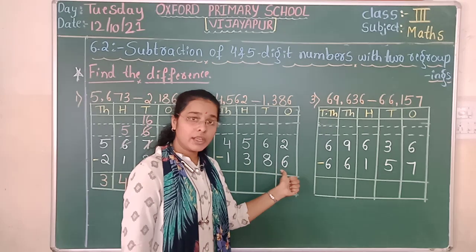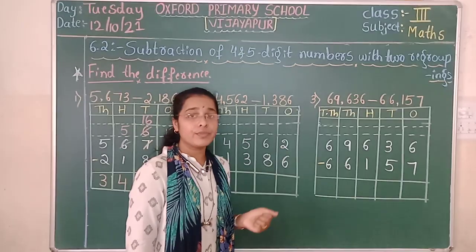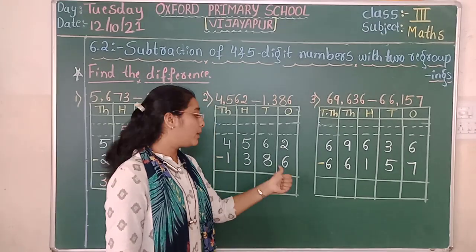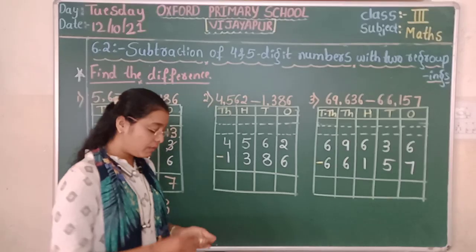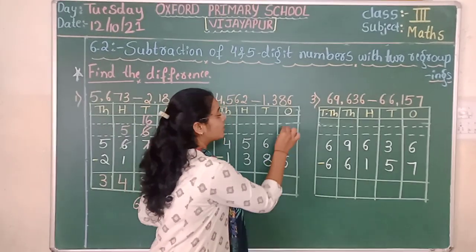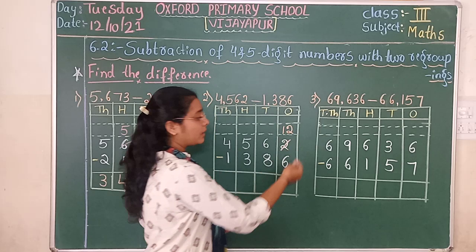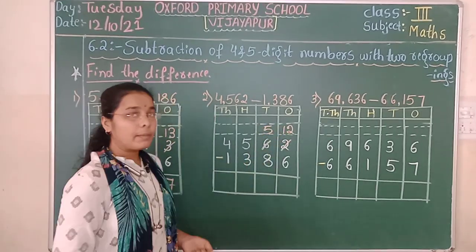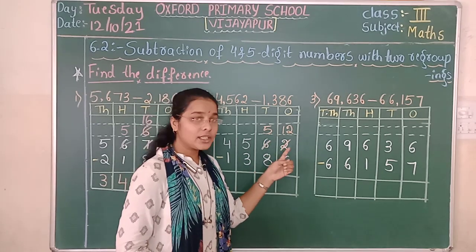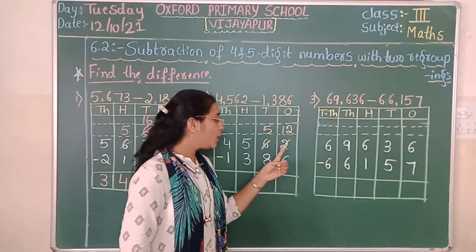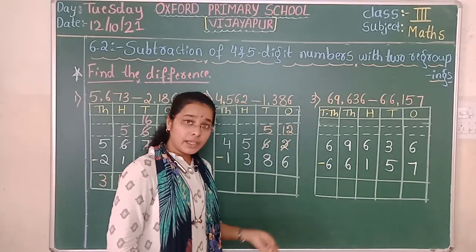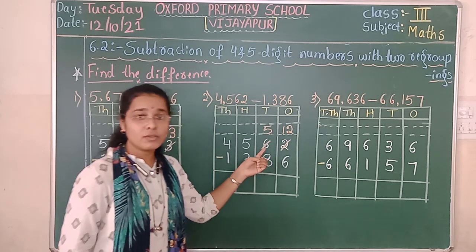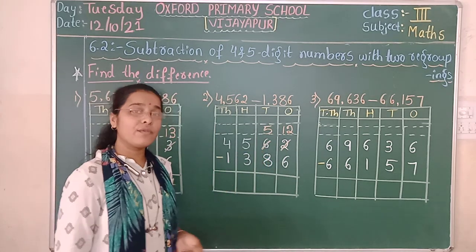Digit 6 is bigger as compared to 2. So we cannot subtract a bigger number from a smaller number. So we will regroup this 2 as 12. How did this become 12? By making this 6 a 5. What happened, children? We took a carry from the next place. By taking the carry, 2 became 12. And by giving the carry, 6 lost one place. 6 became 5 here.